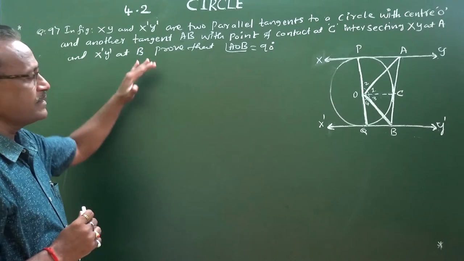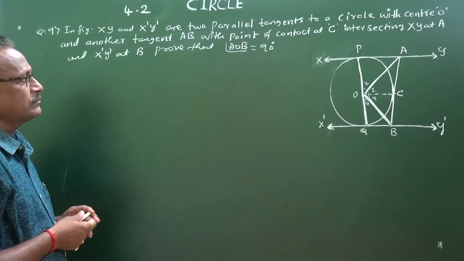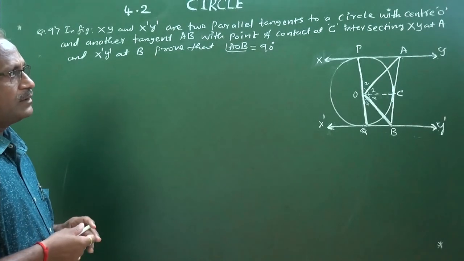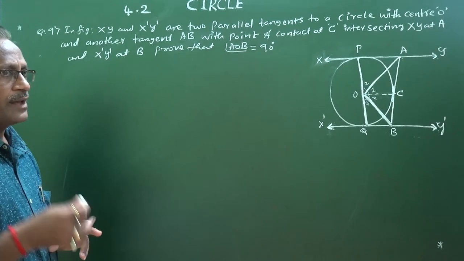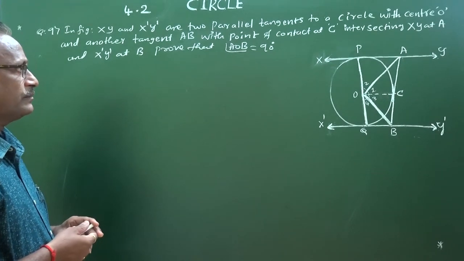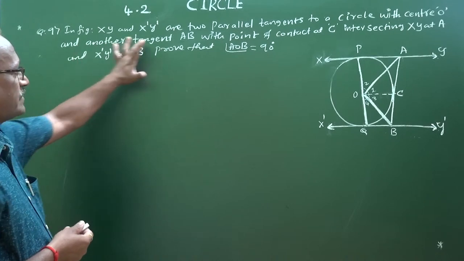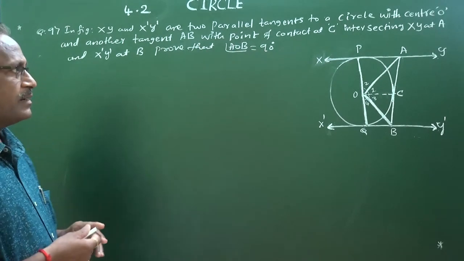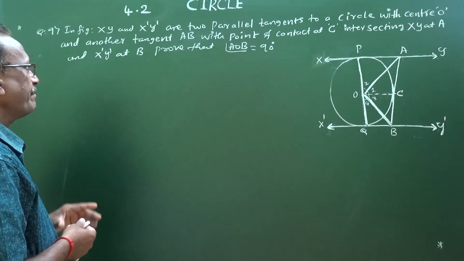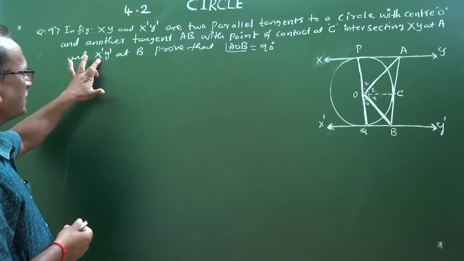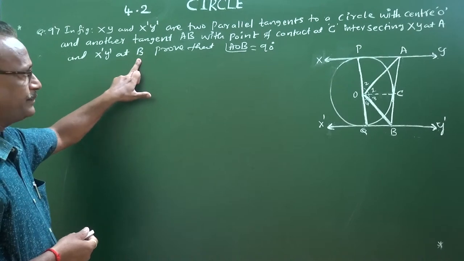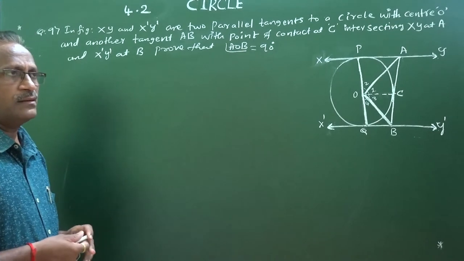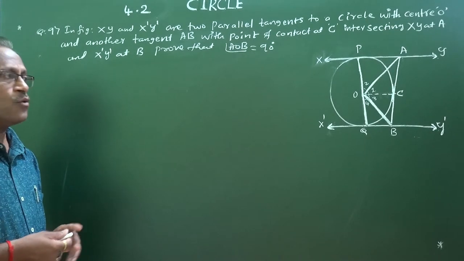And another tangent AB with a point of contact C intersecting XY at A and X dash Y dash at B. Prove that the angle AOB is 90 degrees.